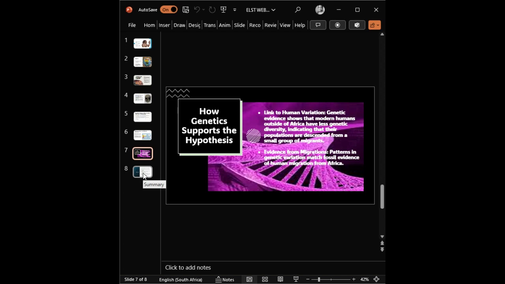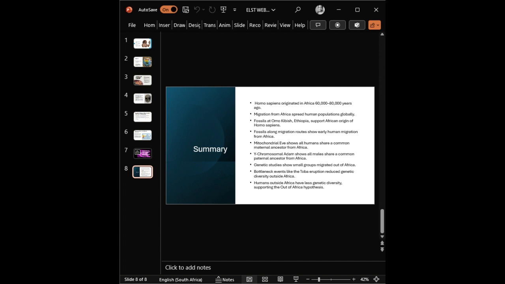Now we are heading to the last minutes of the presentation. To summarize today's lesson, Homo sapiens first originated in Africa around 60,000 to 80,000 years ago. From there, small groups of humans began migrating out of Africa, eventually spreading to different parts of the world. We see strong fossil evidence of this, such as the remains found in Omo Kibish in Ethiopia, which support Africa as the cradle of modern humans.